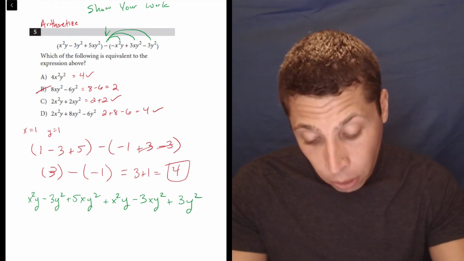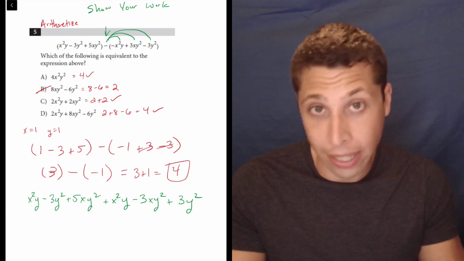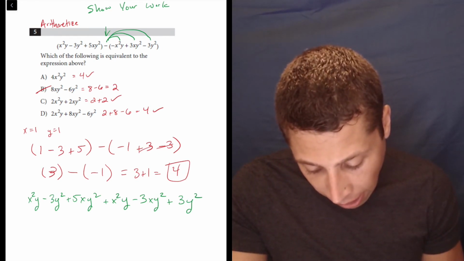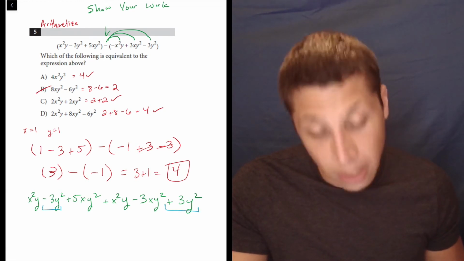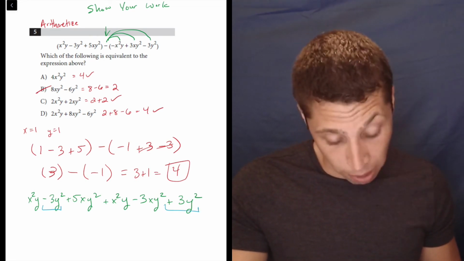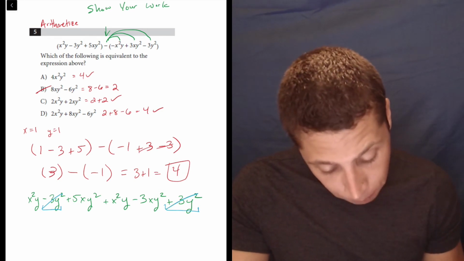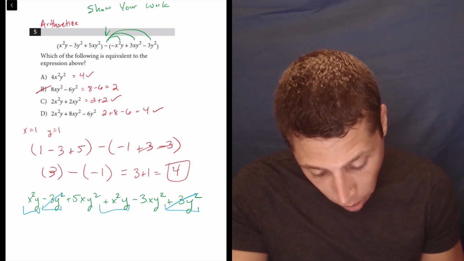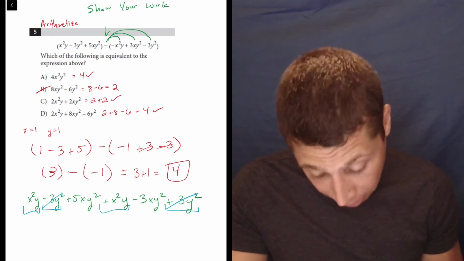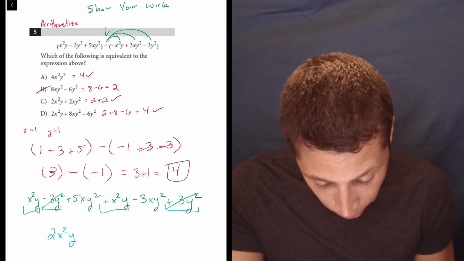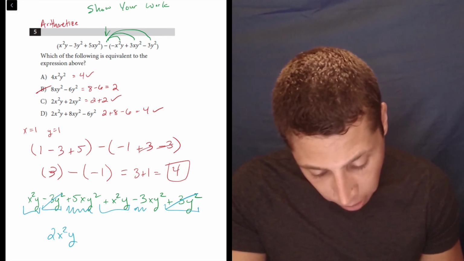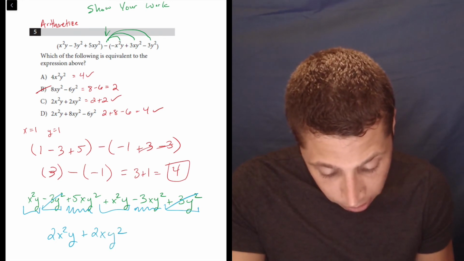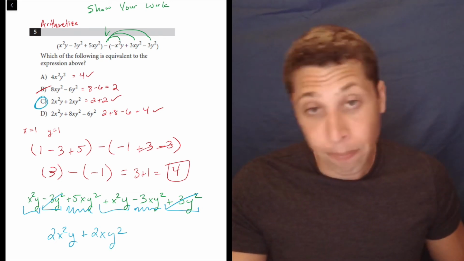Now that I've written all that work and I've done that step correctly, I might go back and check it right now just to make sure. But once I've checked, I can see that I have some terms that are going to start to combine. Negative 3y squared plus 3y squared is going to cancel out. That's good. X squared y plus x squared y, that doesn't cancel. They combine to get me 2x squared y, and then 5xy squared and negative 3xy squared is going to be 2xy squared, which is choice C.